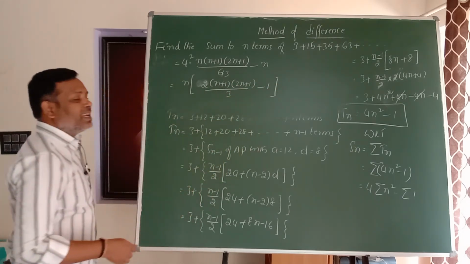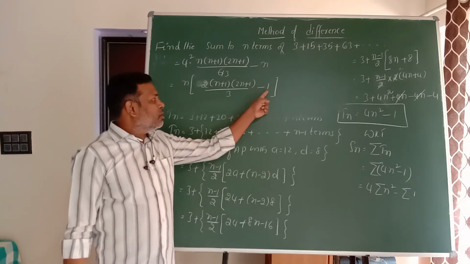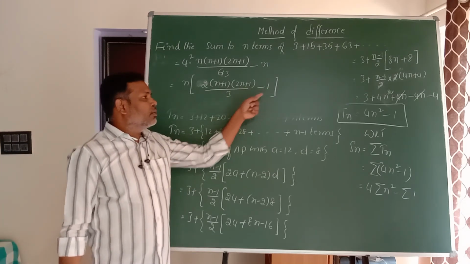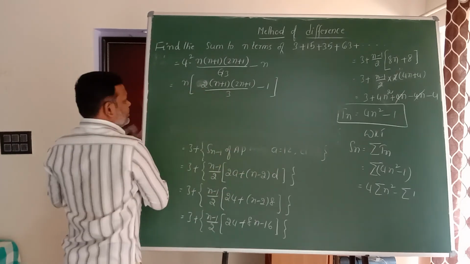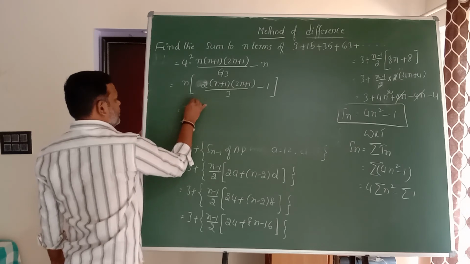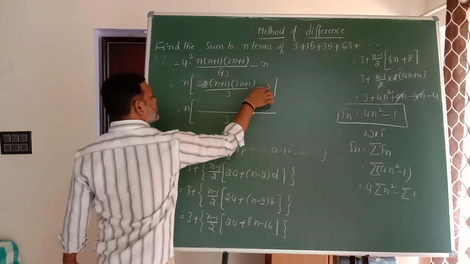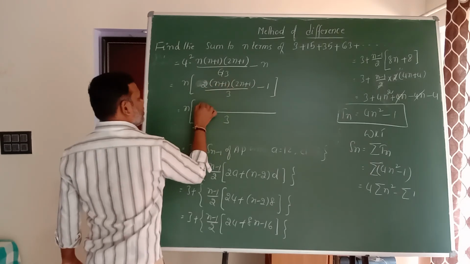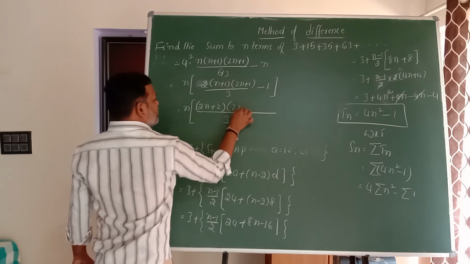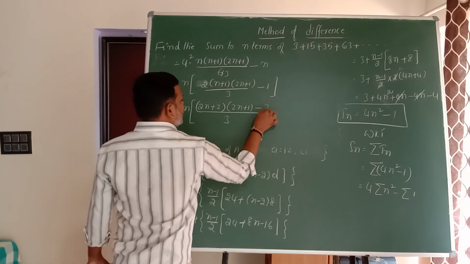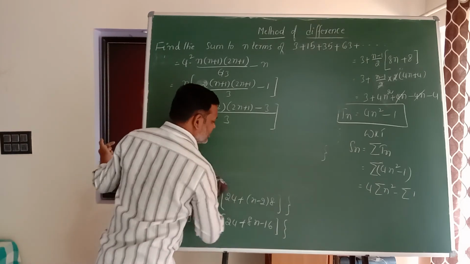Now we have to take the LCM. Below, the 1 has denominator 1, therefore here 3 and 1. What is the LCM? 3. So do it like this. That is equal to n into, take 3 as LCM. There is no multiplication here. Just cross multiply and multiply 2 here. That becomes (2n plus 2) into (2n plus 1) minus 3, cross multiply. Now just multiply, children, you will get the answer.